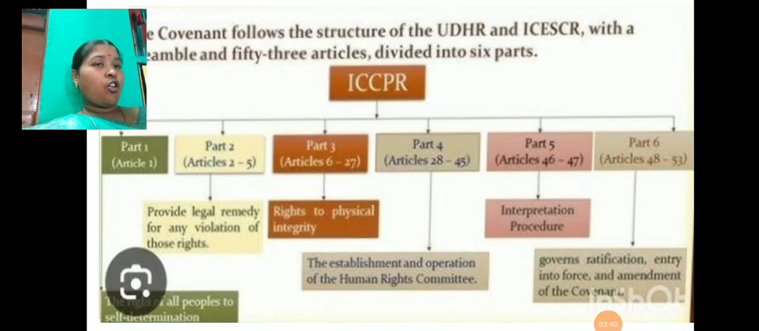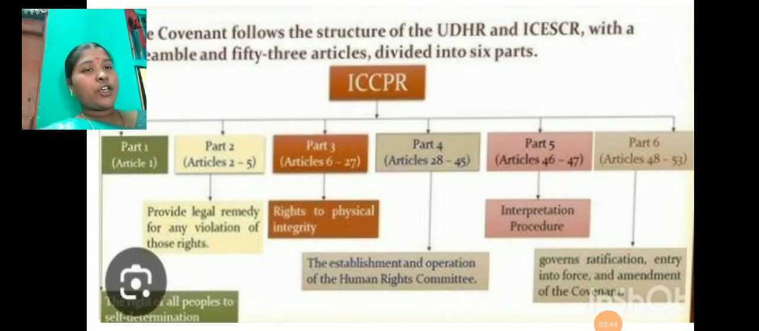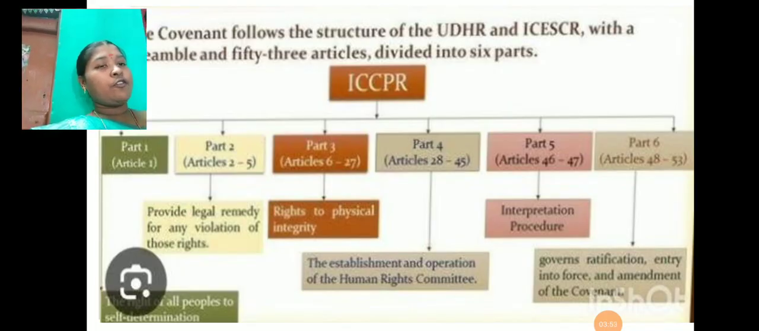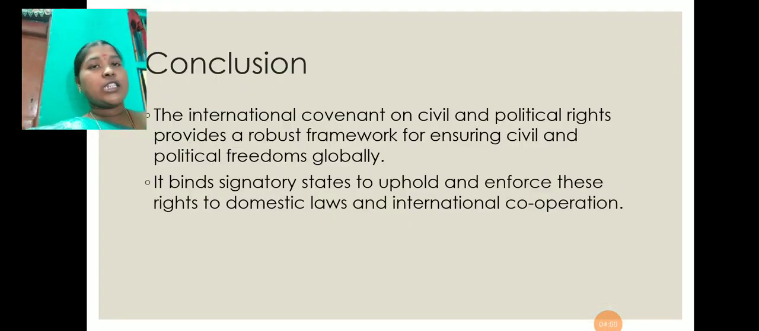Part 4, Articles 28 to 45, the establishment and operation of the Human Rights Committee. Part 5, Articles 46 to 47, Interpretation Procedure. Part 6, Articles 48 to 53, governs ratification, entry into force and amendment of the Covenant.